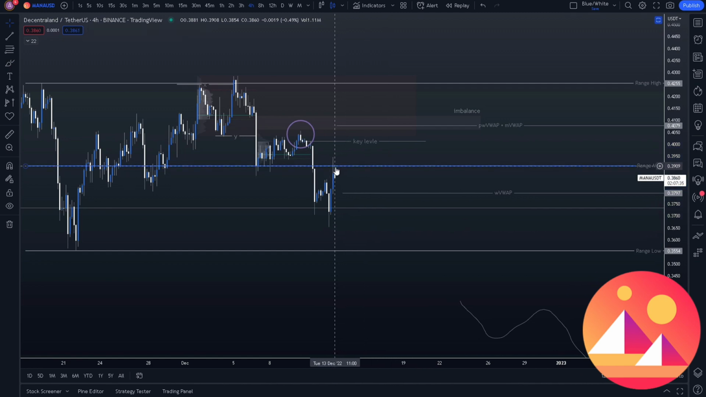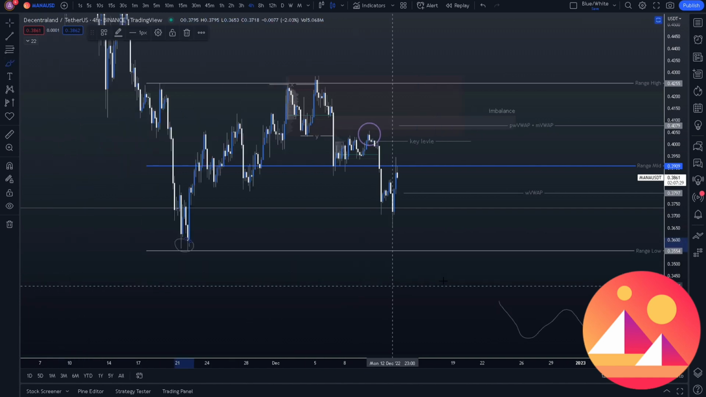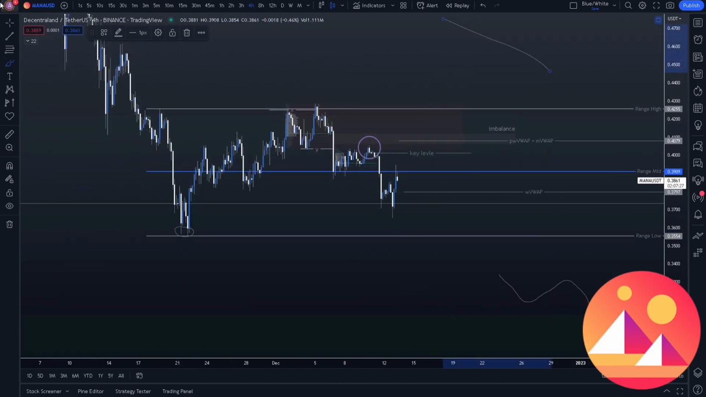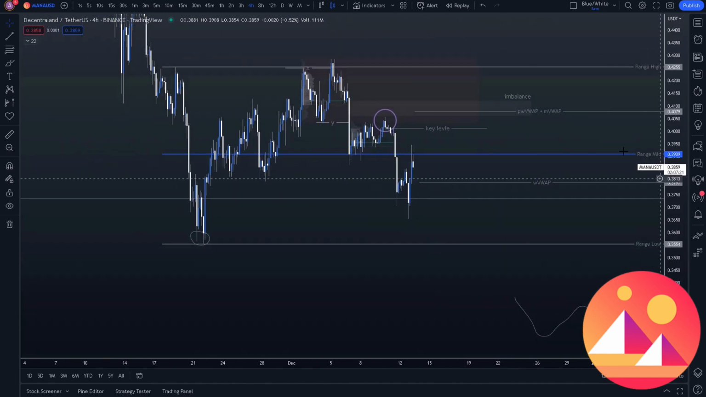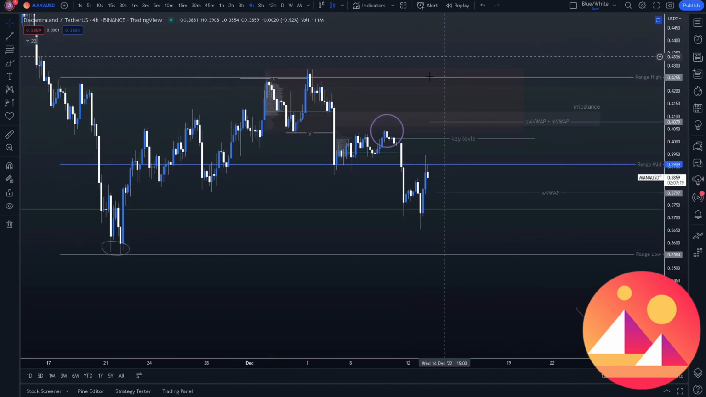So I do think we'll still see movement down here and probably sweeping out these relatively equal lows down here and possibly seeing a tap into this weekly order block before we see a move up. That is my current view of the macro and long term on Mana.